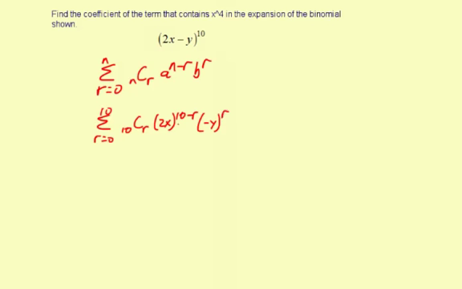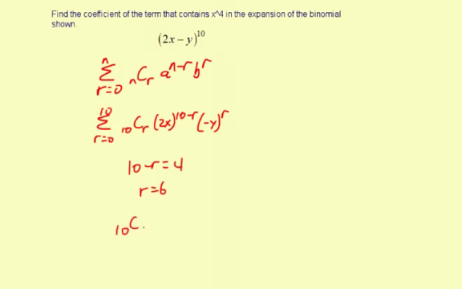So to finish filling in the formula, we want the x to the fourth power to apply to this 2x. We want 10 minus r to equal 4. So 10 minus r equals 4. And 10 minus 6 equals 4, so r equals 6. Now we're not going to do the full binomial expansion, we just want the one term. So I'm going to take this series formula and just use r equals 6.